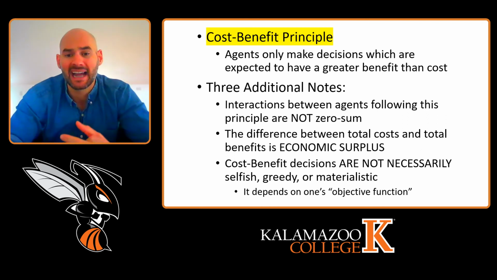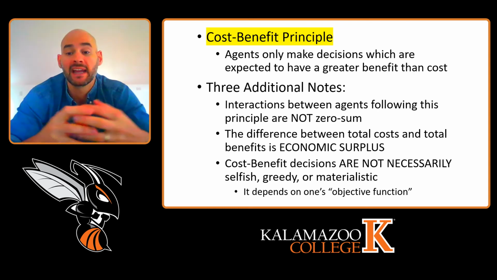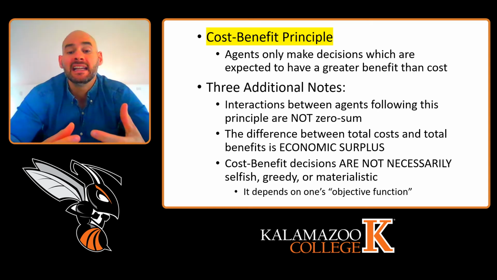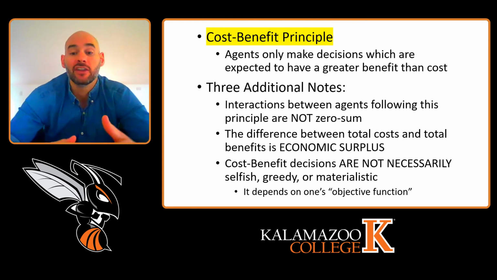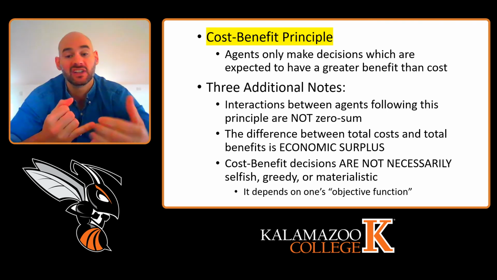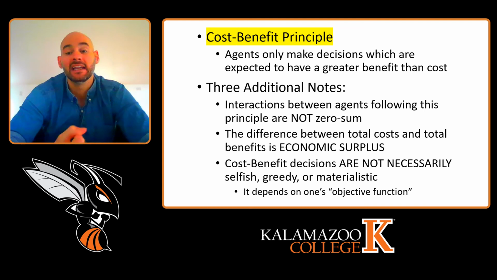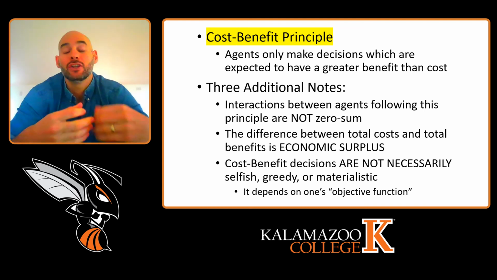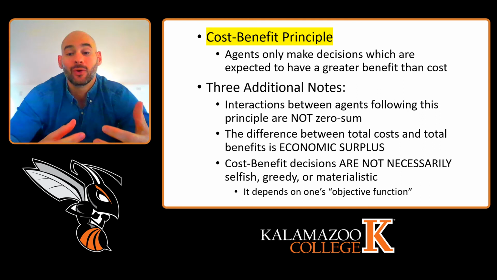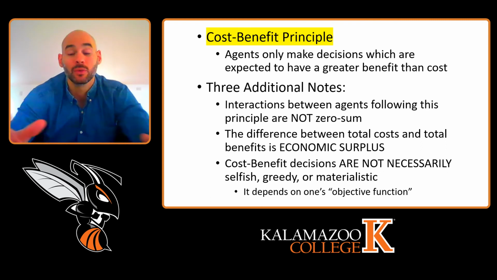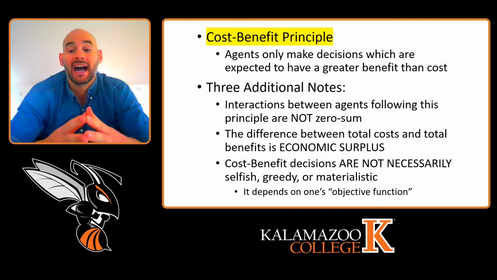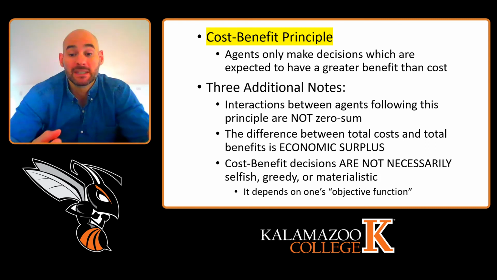Now, the point that I think is maybe the least intuitive, the one that I would like to go into a little more detail to explain, is that making decisions according to the cost-benefit rule does not mean that you are necessarily acting selfishly, greedy, or materialistic. All it means is that you are acting in accordance with maximizing your objective function, and whatever you want to put in that objective function, whatever is important to you, is what you are acting rationally to maximize.